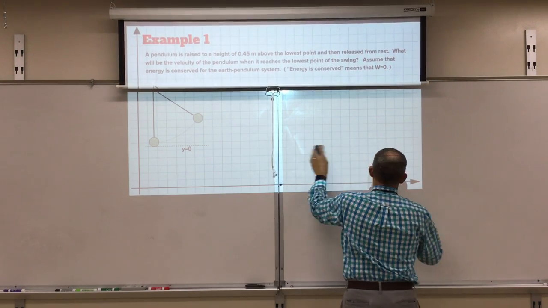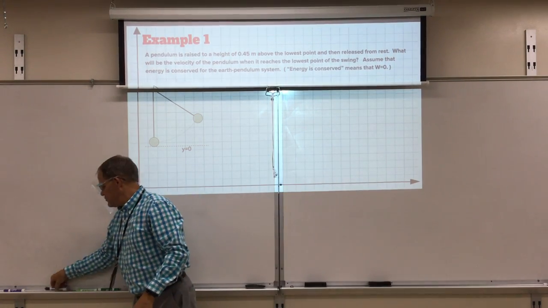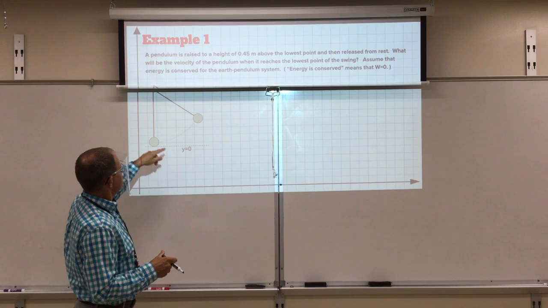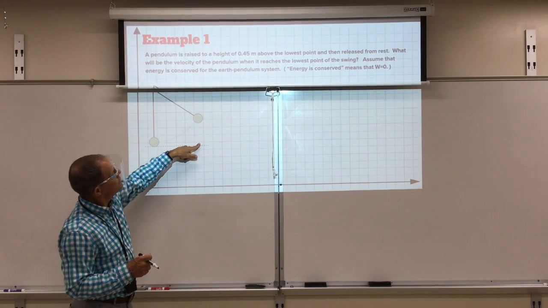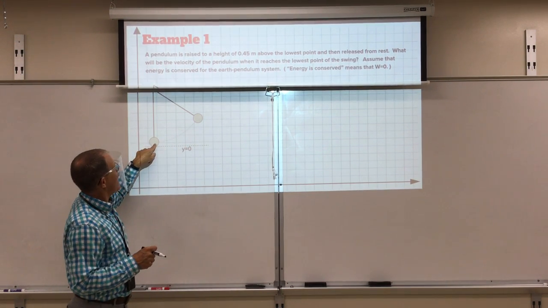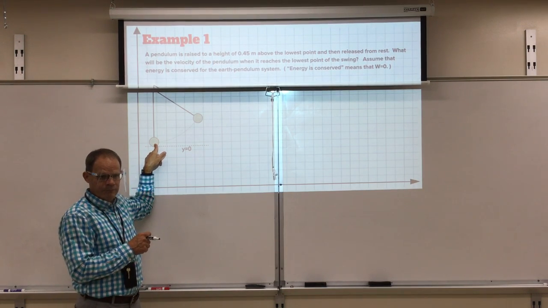So this one, just watch, okay? Kind of see how it goes. And then I'll have you guys do the next one with me, all right? So we have a pendulum, and somebody lifts it up 0.45 meters above the lowest point, and they let it go, and it swings back and forth. I want to know how fast is it going at the lowest point in its swing, right there, okay?